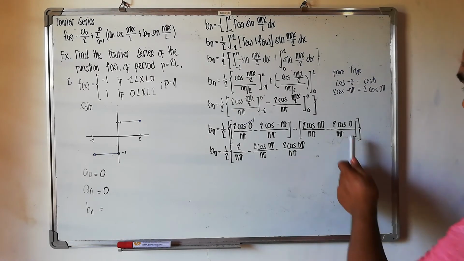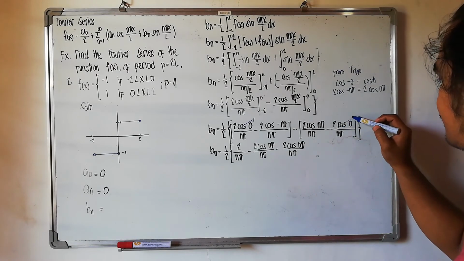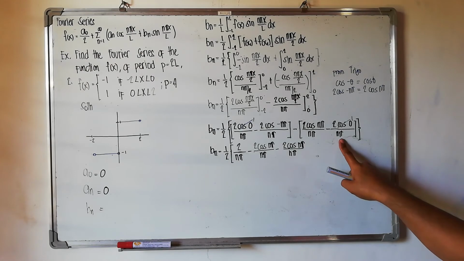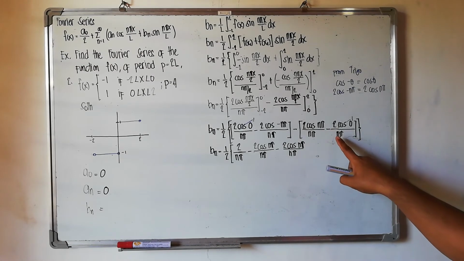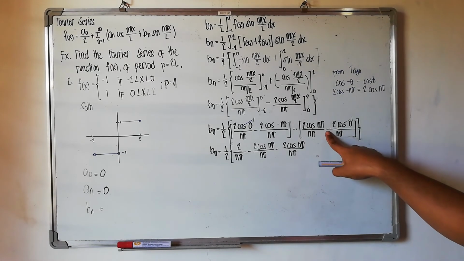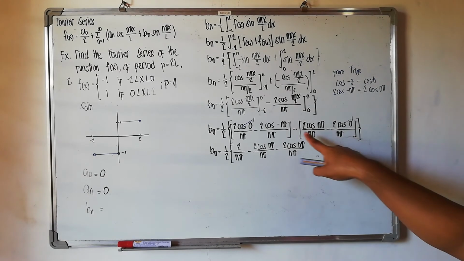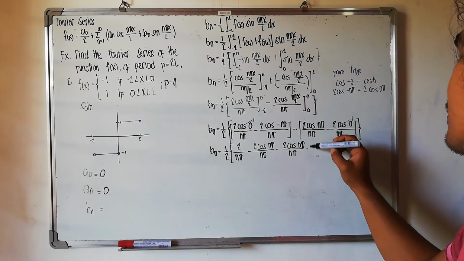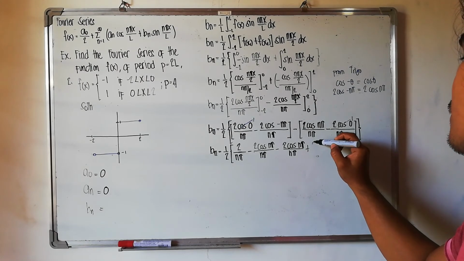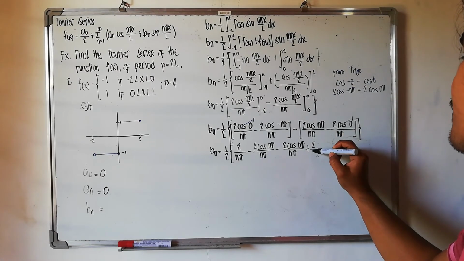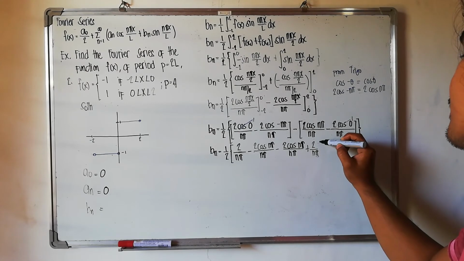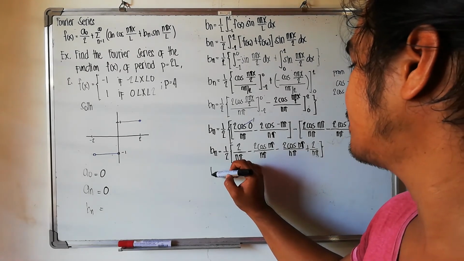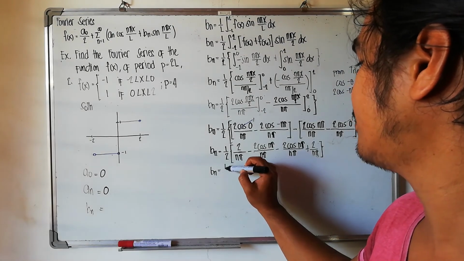So, cosine of 0 will be equal to 1. So, 1 times 2 is 2. 2 divided by n pi, so that is 2 over n pi. So, negative 2 over n pi times negative, so that would be positive 2 over n pi. Simplify the function, so you combine like terms, so you have b sub n is equal to 1 half.